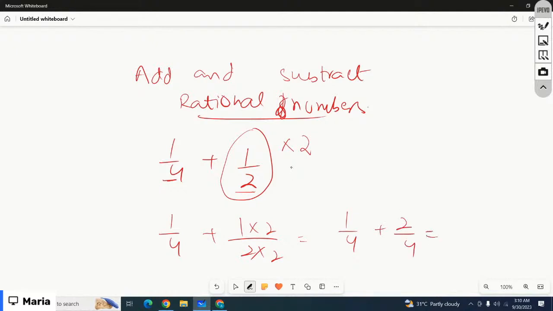You can simply add their numerators. So it would be 3 over 4, right? That is exactly the same as when you add fractions, right?